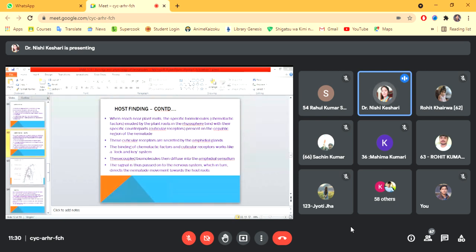Then they know where to find the host root, actually the feeder root, which is very short and very new. That is the part where nematodes can infect, because nematodes are very small. Some nematodes can infect the harder roots, but most nematodes find their host on the feeder roots. So this is all about host finding.